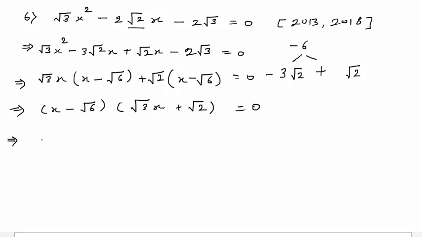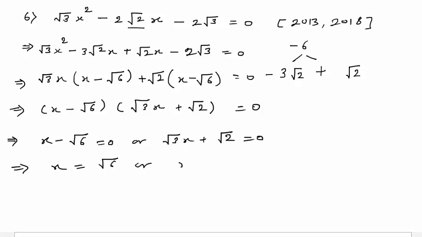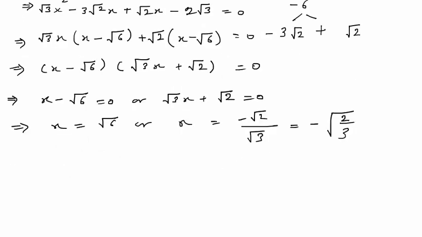So finally this gives me x minus root 6 is 0, or root 3 times x plus root 2 is equal to 0. And my answer is x is equal to root 6, or x is equal to minus root 2 divided by root 3. We discuss a few more factorization problems in our next video.